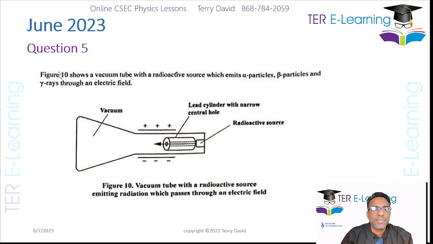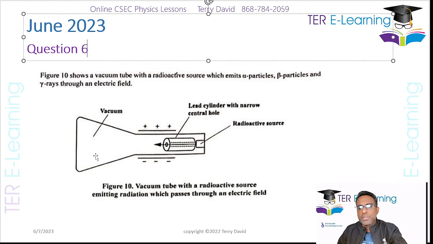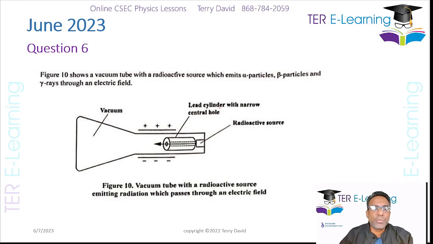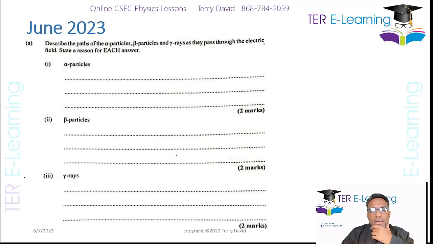It's not question 5, this is question 6. So this is the last question here, guys. Figure 10 shows a vacuum tube with a radioactive source which emits alpha, beta, and gamma through an electric field. They want us to describe the paths. So let's start with the easiest one.